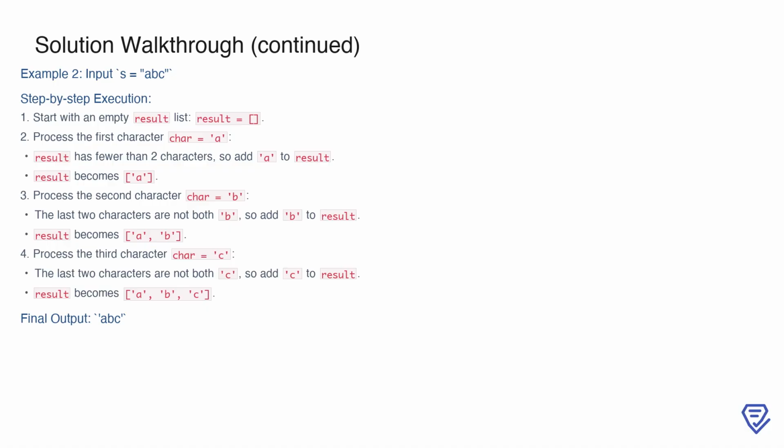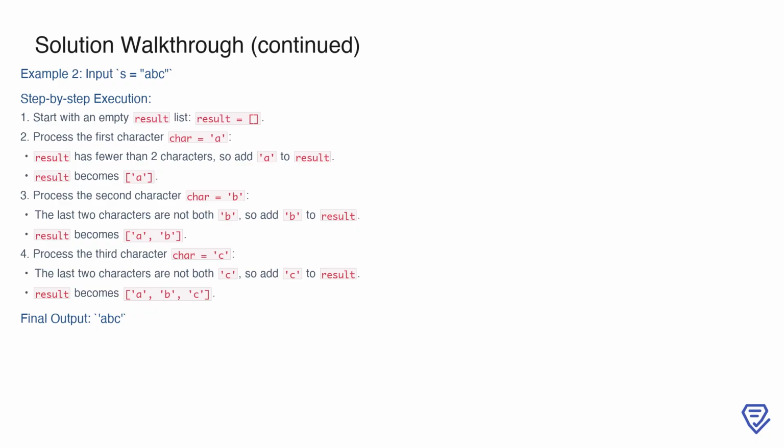Now let's consider another example with a simpler input, s equals abc. To start, we initialize an empty result list. The first character is a, and since result has fewer than two characters, we add a, making result equal to a. Next, the second character is b. The last two characters in result are not both b, so we append b, resulting in a, b.